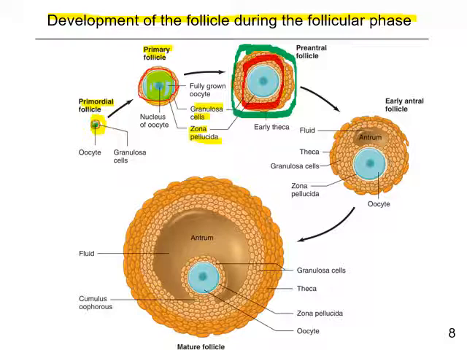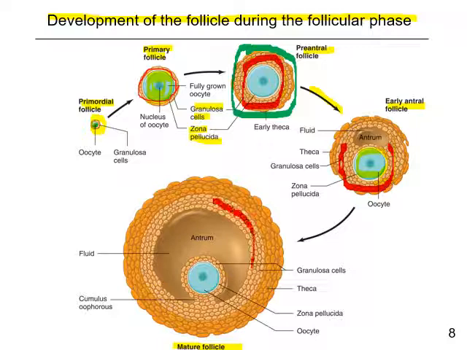This structure continues to develop. So the secondary or pre-antral follicle becomes an early antral follicle. It's still secondary. And then that is going to become the mature ovarian follicle. During this development, the oocyte is mature. The zona pellucida is stable and mature. The granulosa cells proliferate.